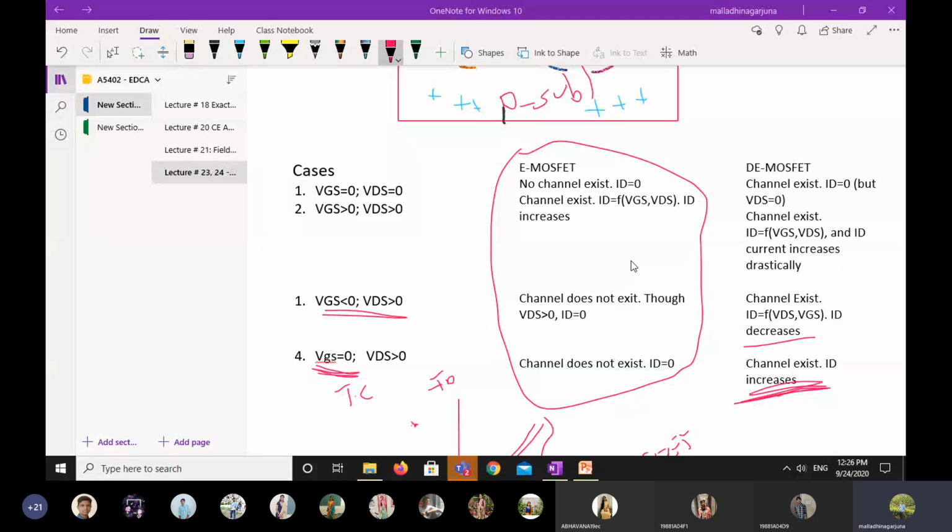If you prepare that single table, it explains the entire module. This is the easiest module in the EDCA course, so you can definitely score 20 marks in the external without losing any marks. The numericals depend on only a single formula, the Shockley current equation: ID equals IDSS times (1 minus VGS by VP) whole squared. In the next class we'll solve some problems.